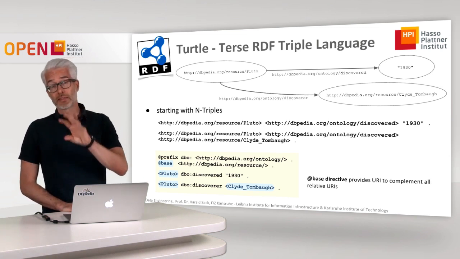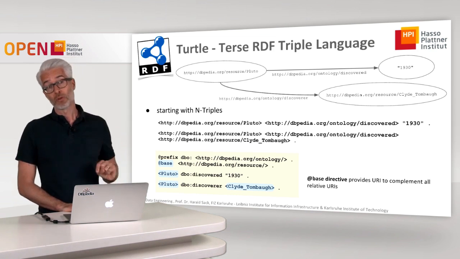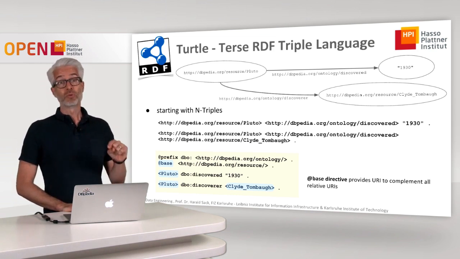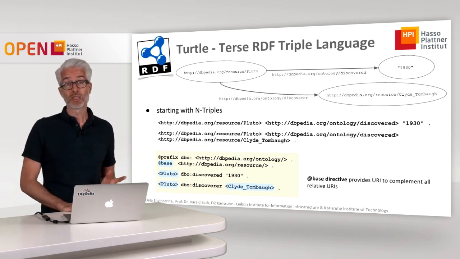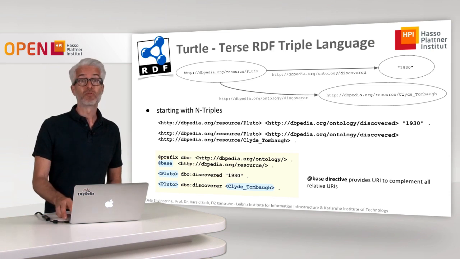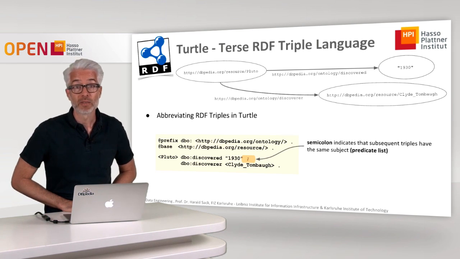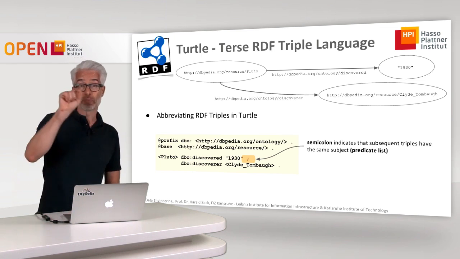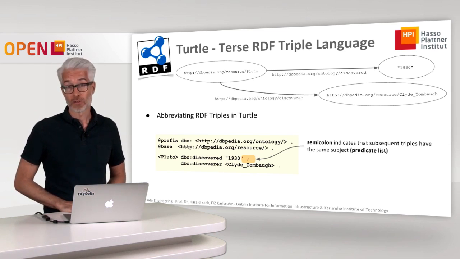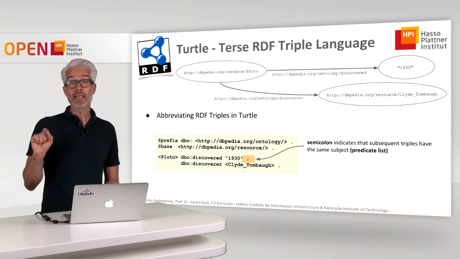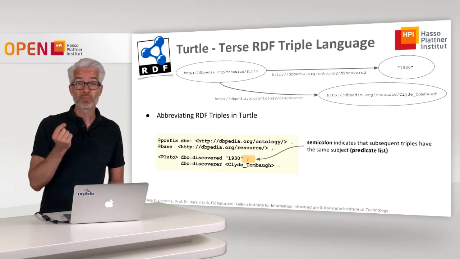But as you see here, there is still some redundancy in the code. So in line 3 and 4, both times we have to repeat the subject, so Pluto comes here twice. This, of course, is redundant. And Turtle, of course, provides some means to get ahead of that. What we can do here, for example, is we use, instead of a period behind a triple, a semicolon. And this semicolon usually indicates that subsequent RDF triples have the very same subject.